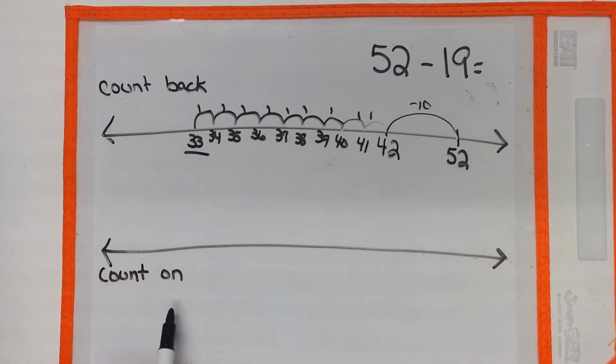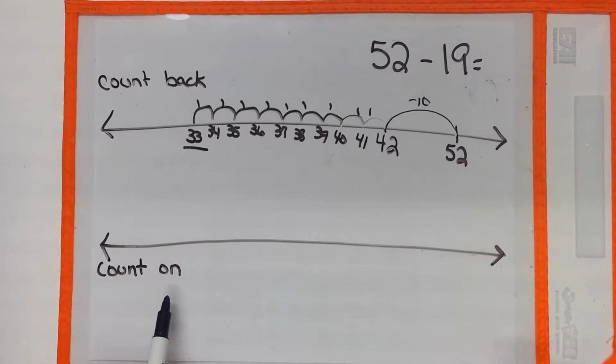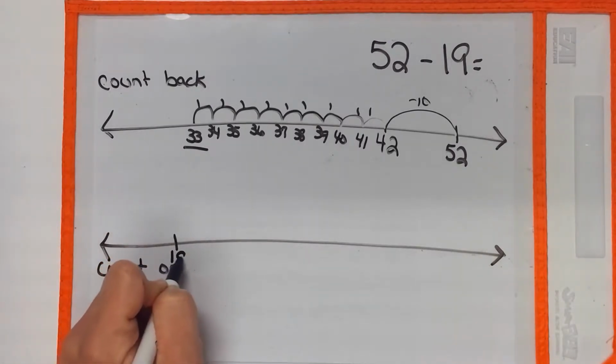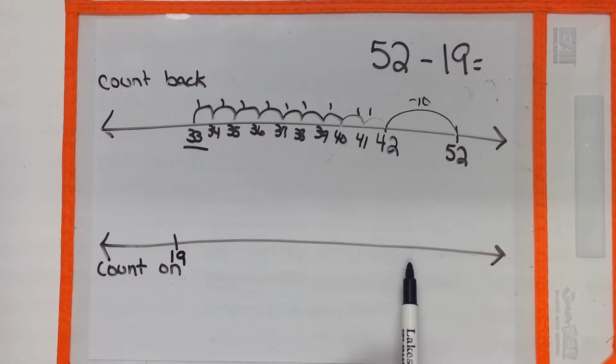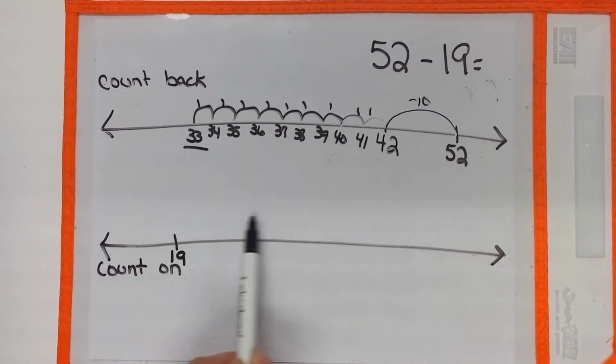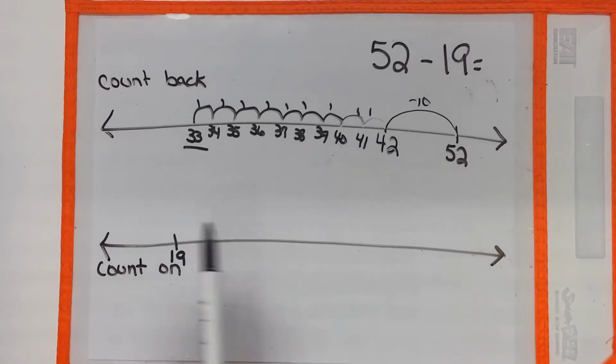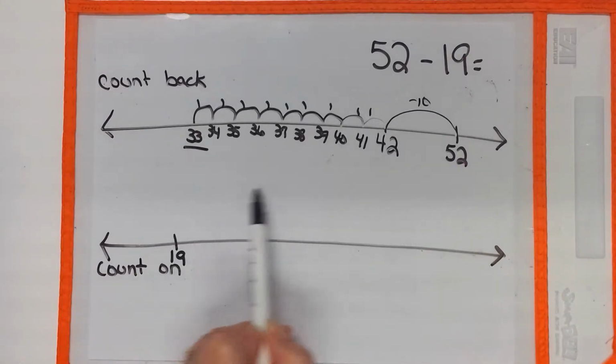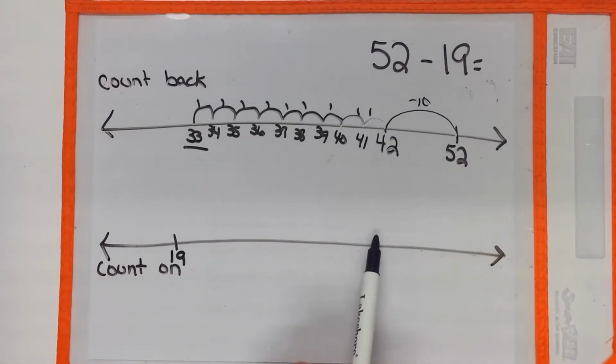We can also do the counting on strategy, and that means I want to do my counting all the way from 19, and I want to jump all the way to 52. And I'm going to use the information that appears up here at the top, the difference between 19 and 52, and this is what I'm going to put together to come up with my difference between the two numbers.